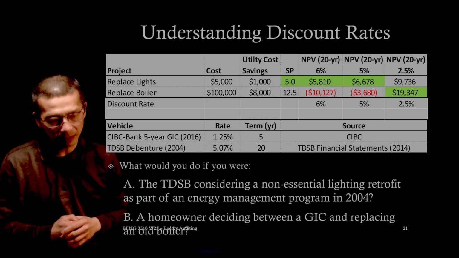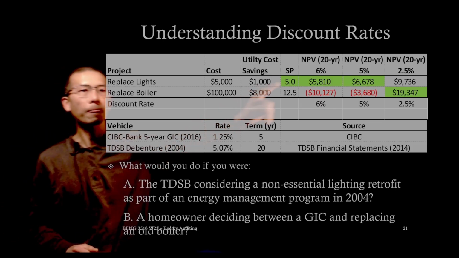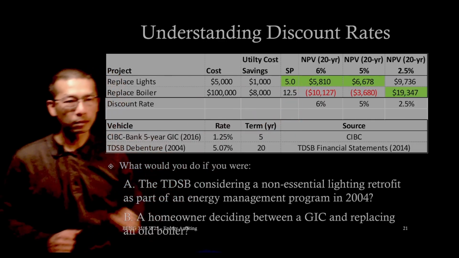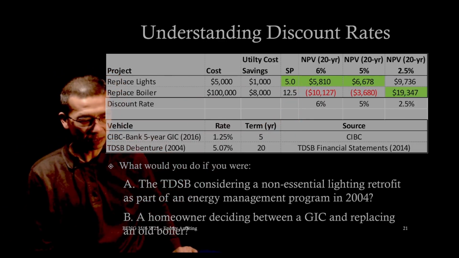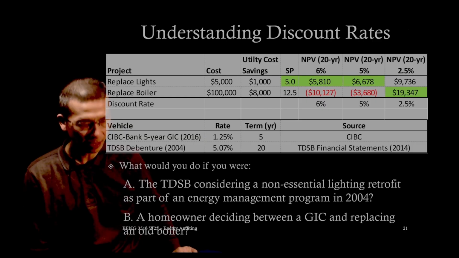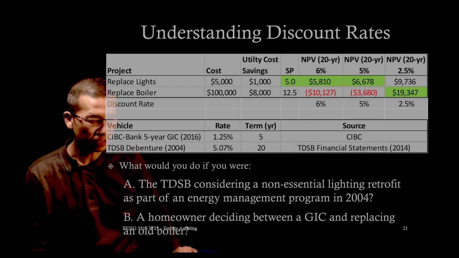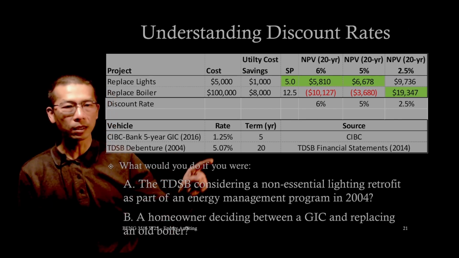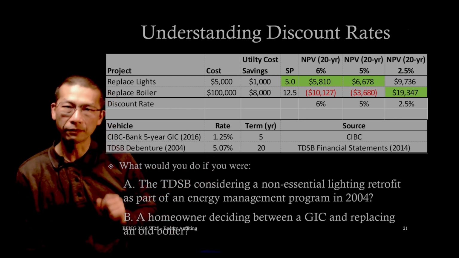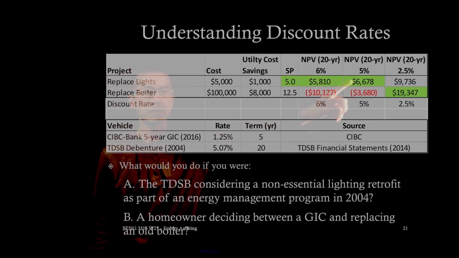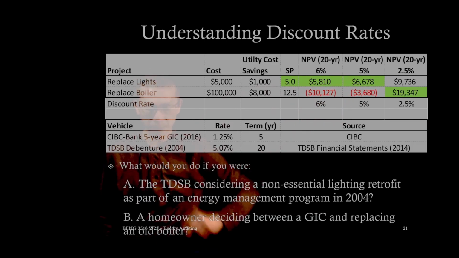If they replace the lighting, net present value at 6% is 5,810. 5% is 6,678. So at 5.07%, what does that mean? It's between these two, but it's closer to 5. And this is 5% right here compared to the 5% there.